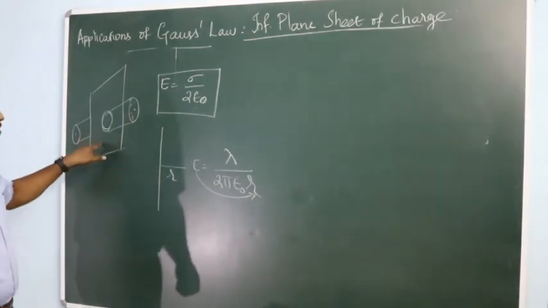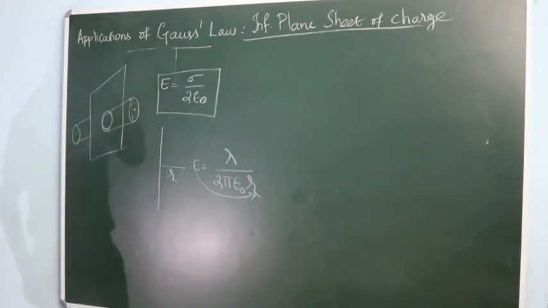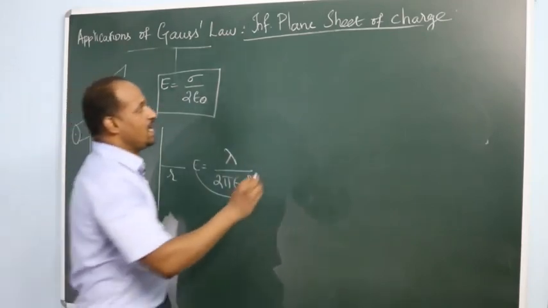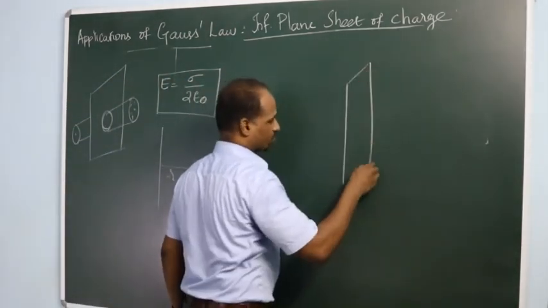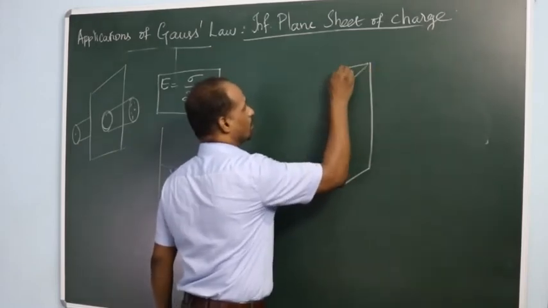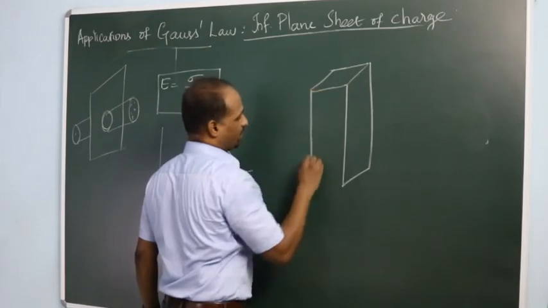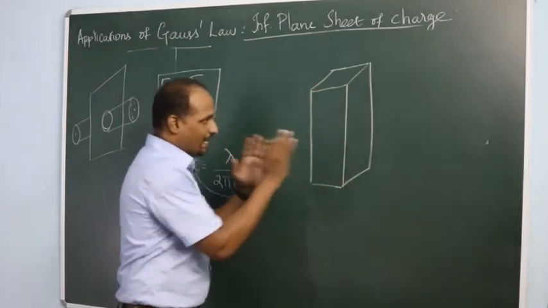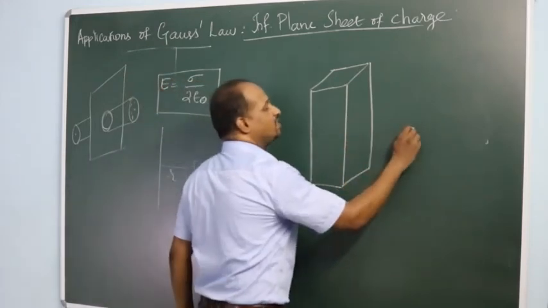What if it is not a sheet of charge? Suppose it is a conducting sheet of some thickness. If it is a conducting sheet of some thickness, I'm saying it has some thickness. So it is again a sheet, but it has got a thickness. Then what is the electric field at this point?